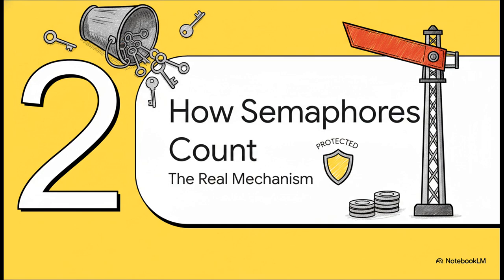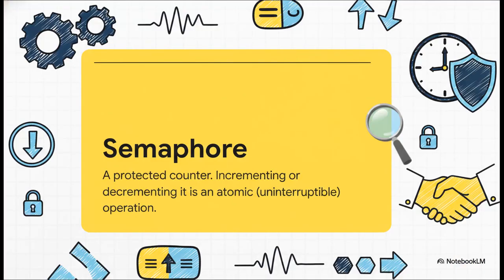Okay, so let's just toss that whole bucket of keys idea out the window. Forget it. To really understand a semaphore, we need to see it for what it actually is. And at its heart, it's just a protected counter. So what does that mean? A semaphore is really just a special variable, a number. You can add to it and you can subtract from it.